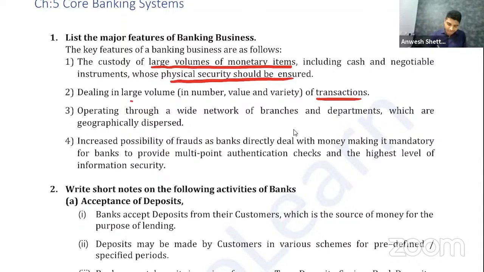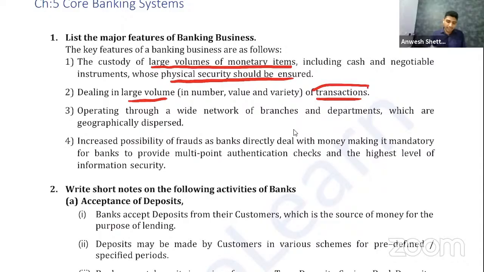Point number 2 is dealing in large volume of transactions. So there is a large amount of transactions, not just cash dealing. A bank may have 100 branches, and these 100 branches may have thousands of customers each. So in every branch, there may be 1,000 customers, and these 1,000 customers on a daily basis may enter into so many transactions: purchasing from Zomato, Flipkart, Amazon. All these online transactions, or sometimes paying money to your friend, your employees. All these transactions get recorded in the banking business.